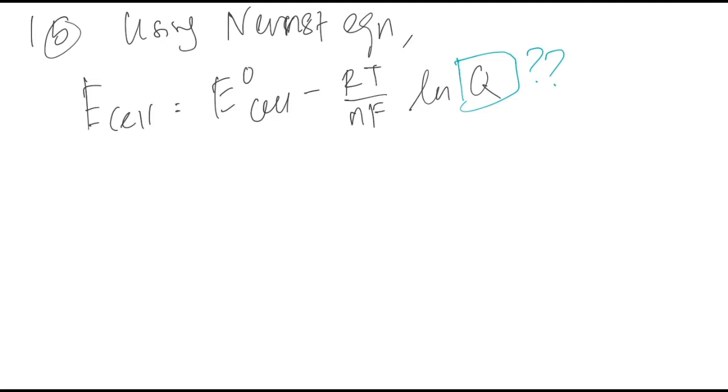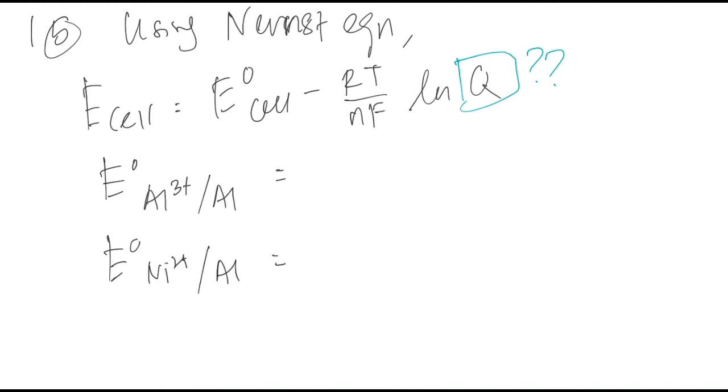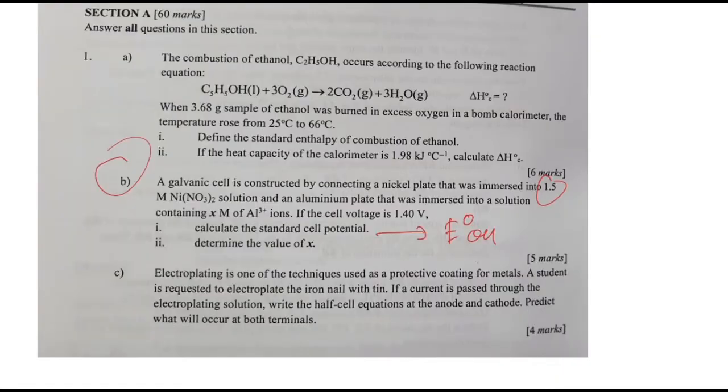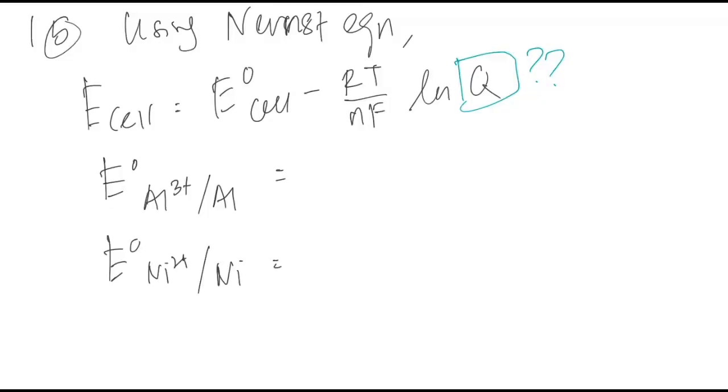Before that, we want to calculate this. We have to determine the E naught reduction value. That means I have to determine the E naught reduction for aluminium, what is the value, and E naught reduction for nickel, what is the value, because the value is not given in the question. You can see here, the value is not given. So we look it up from the table, our SRT table.